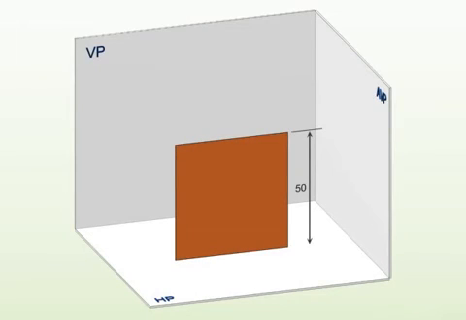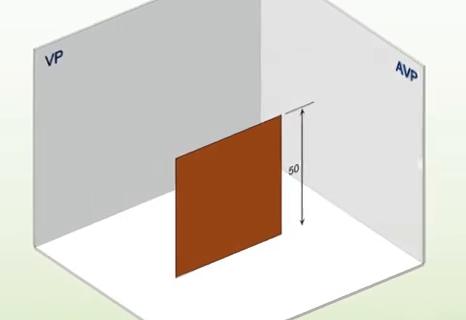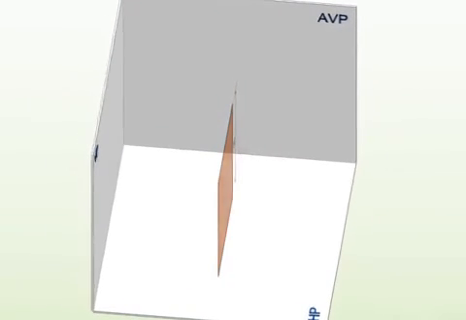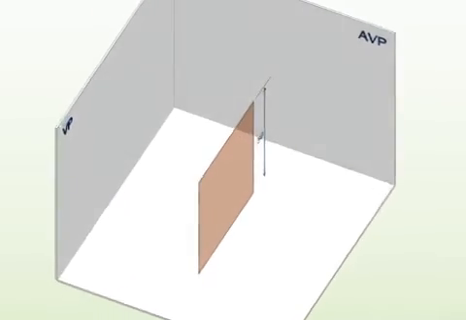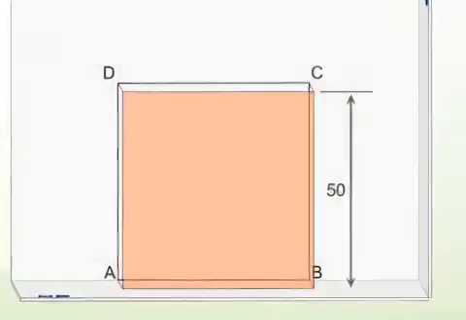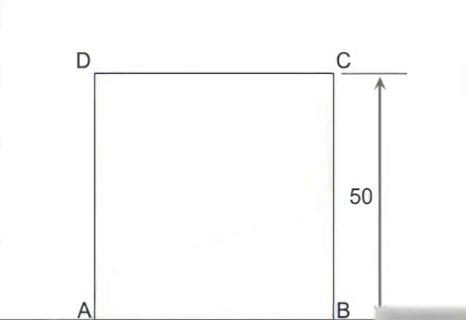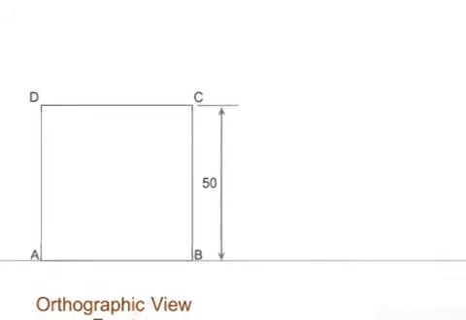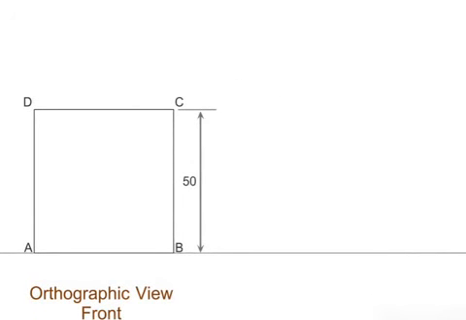So let's illustrate an example. A square lamina is positioned with its surface parallel to VP. Observe, its orthogonal front view ABCD gives true shape and size. Now let's describe the isometric views. In isometric view, the horizontal lines in orthogonal view appear as inclined lines making an angle of 30 degrees with reference line.